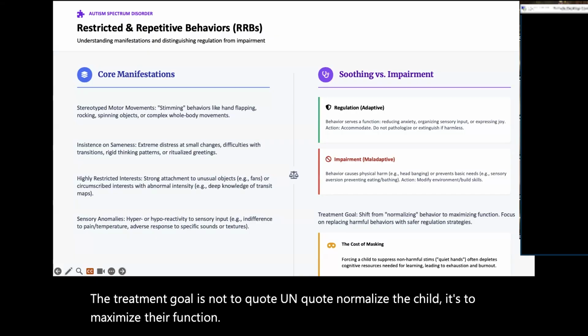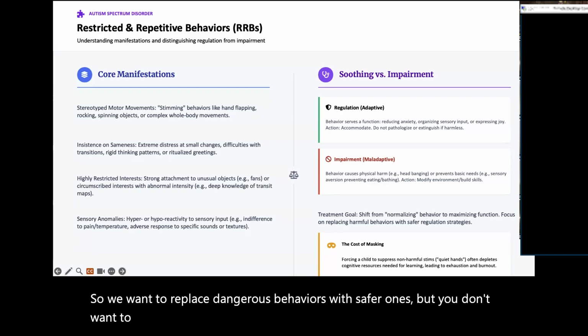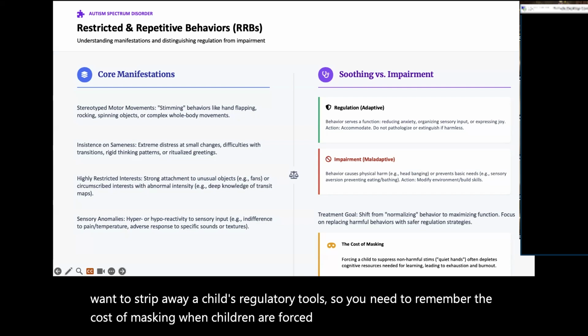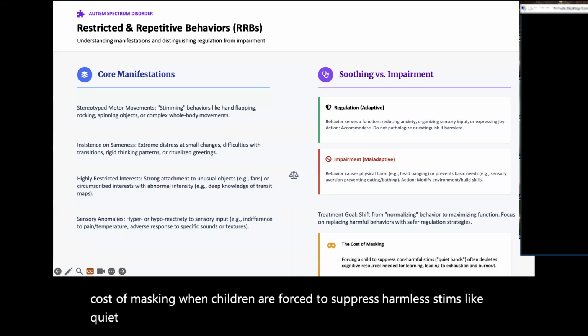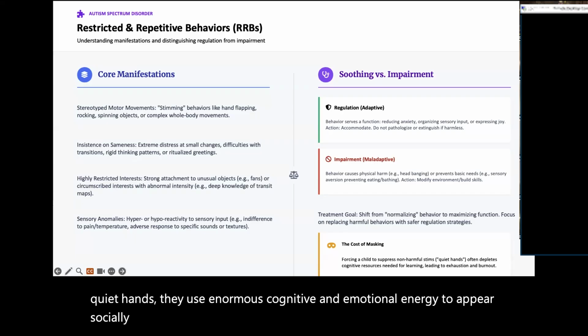So we want to replace dangerous behaviors with safer ones, but you don't want to strip away a child's regulatory tools. So you need to remember the cost of masking. When children are forced to suppress harmless stims like quiet hands, they use enormous cognitive and emotional energy to appear socially acceptable. So that energy then is unavailable for learning and engagement or regulation.